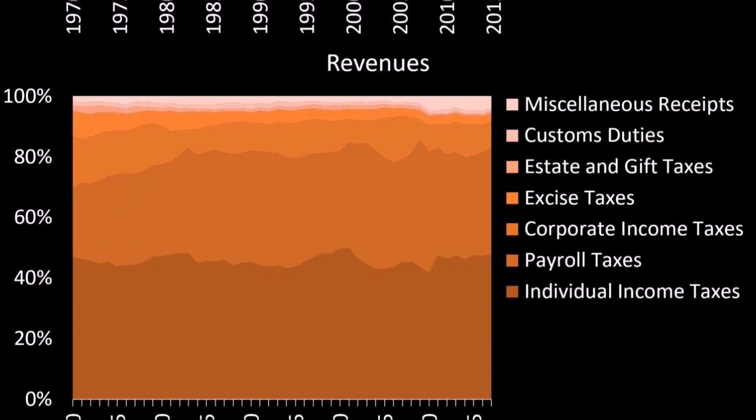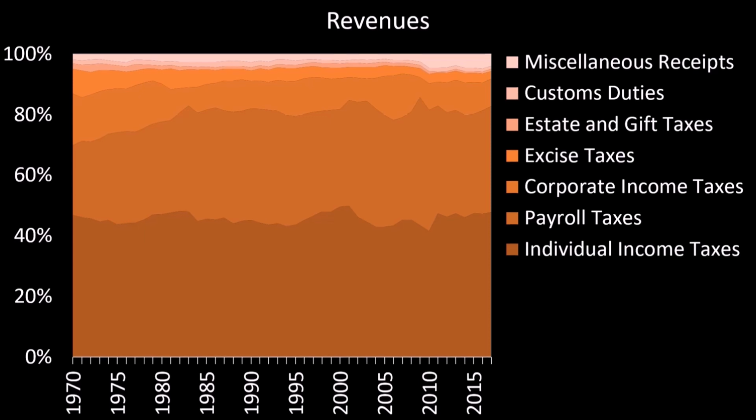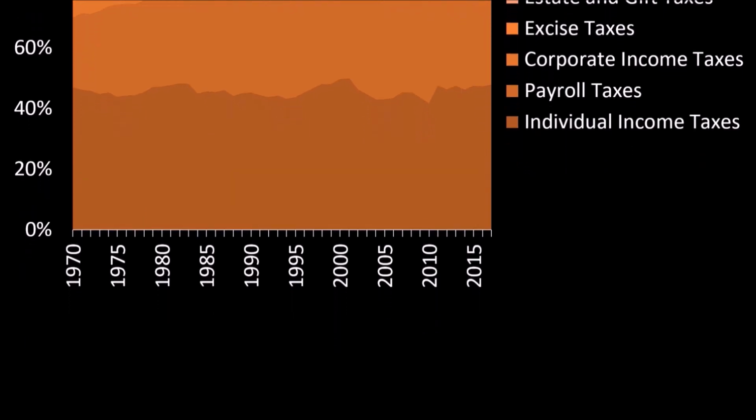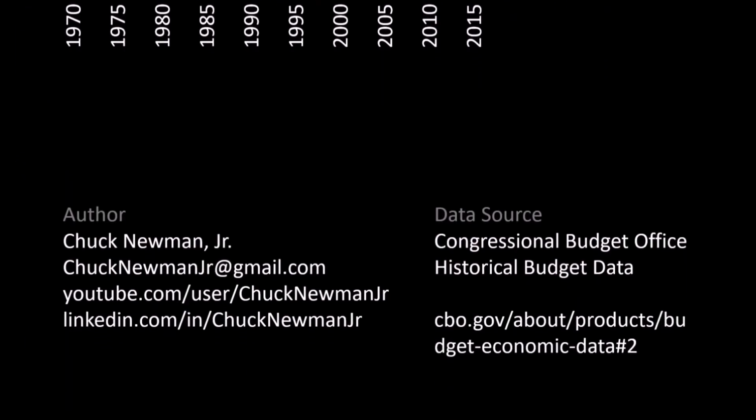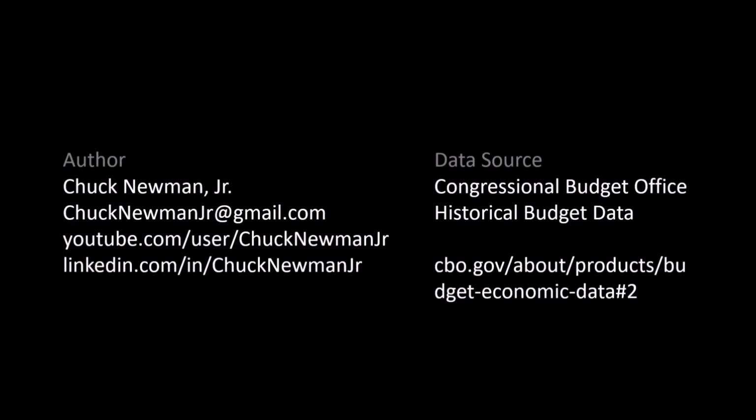As for taxes, you can see most of it is payroll and income taxes. The data for this came right from the Congressional Budget Office. If you want to take a closer look at this, here's the link.